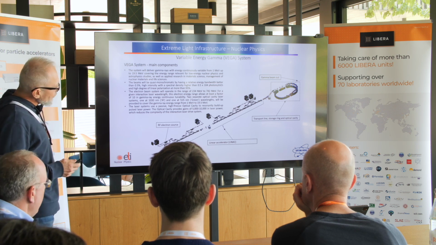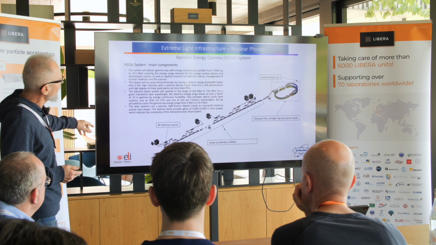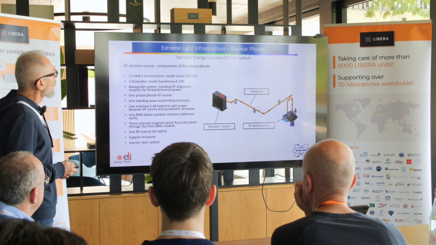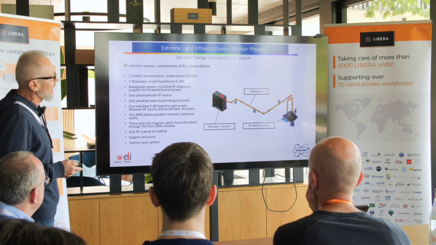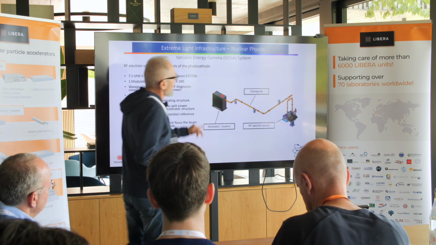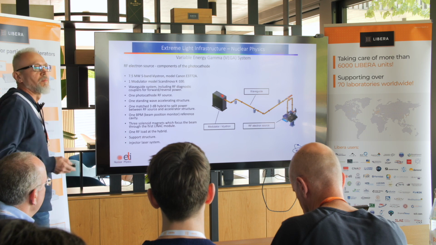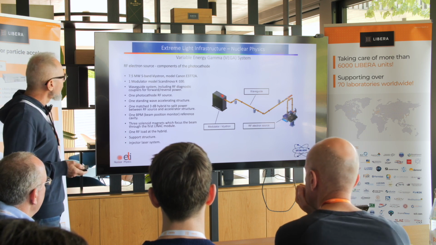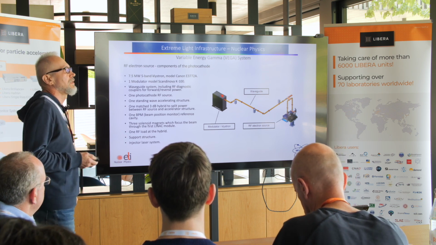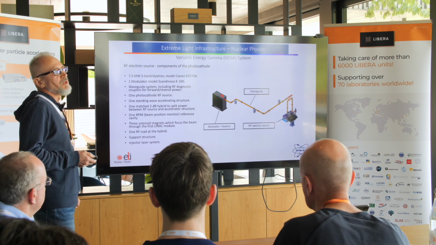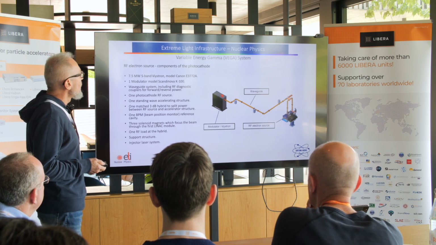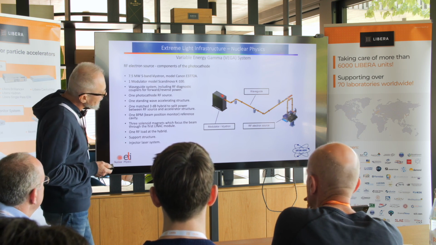Okay, later on I will introduce to you the main components of the injector system. The electron beam is generated by one cathode. This is a copper cathode which should be placed here. This copper cathode is hit by a laser. This laser can be controlled at a speed between 1 and 50 hertz.